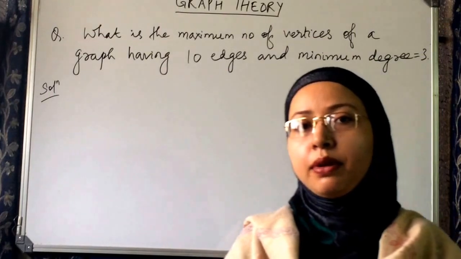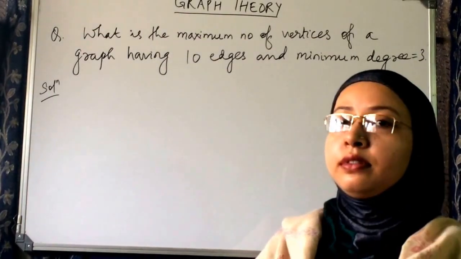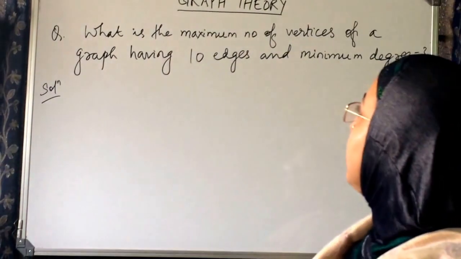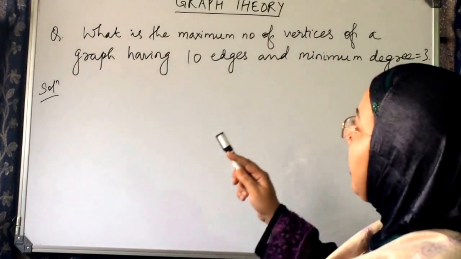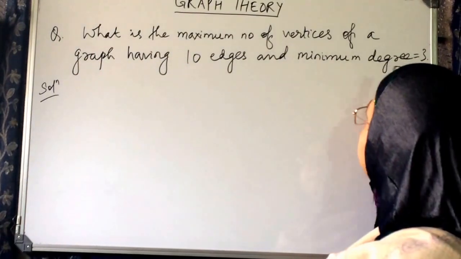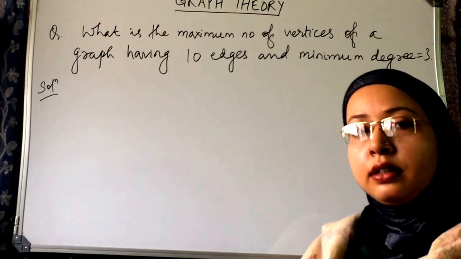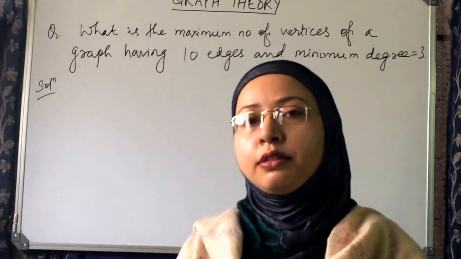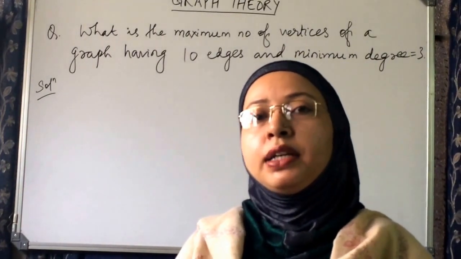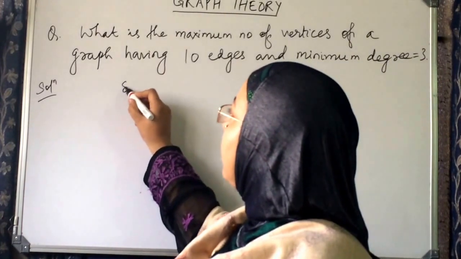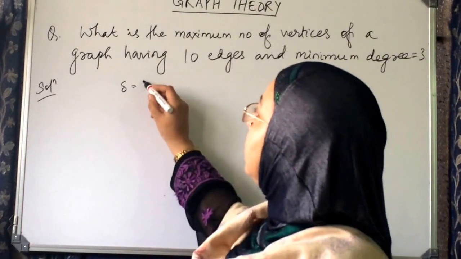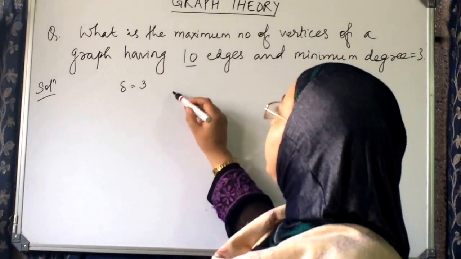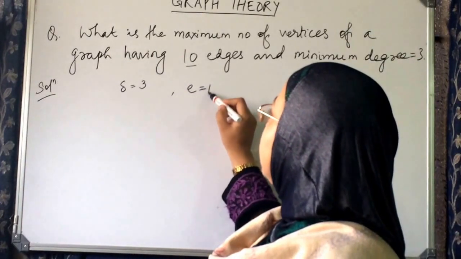Now we'll see one problem based on graph. The question says: what is the maximum number of vertices of a graph having 10 edges and minimum degree 3? Minimum degree 3. In the last theorem, we had assumed that the minimum degree is denoted by del. So here it is given that the minimum degree is 3 and the graph has 10 edges. Edges was denoted by E. It is given as 10.